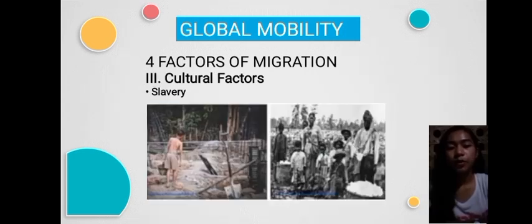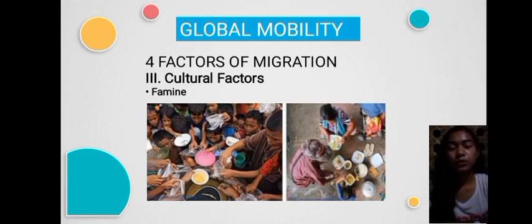Cultural factors or cultural push factors usually involve slavery, ethnic cleansing, famine, and war. So people who choose to flee or people who are forced to flee as a result of these problems are often refugees. So the first one is slavery. Slavery is the primary example or the first example of forced migration, unlike voluntary migration that has been practiced since prehistoric times.